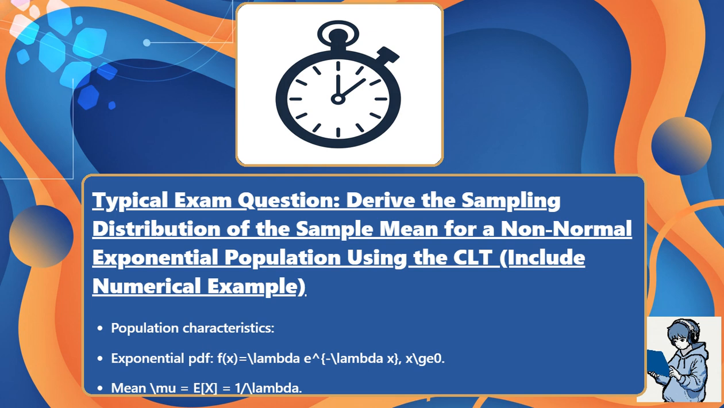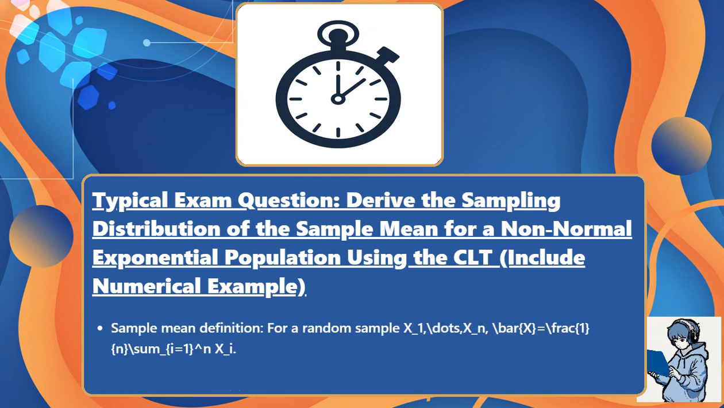Population characteristics. Exponential probability density function: f of x equals lambda e to the minus lambda x, for x greater than or equal to 0. Mean mu equals expected value of x equals 1 over lambda. Variance sigma squared equals 1 over lambda squared. Sample mean definition: for a random sample x sub 1 through x sub n, x bar equals 1 over n times the sum from i equals 1 to n of x sub i.